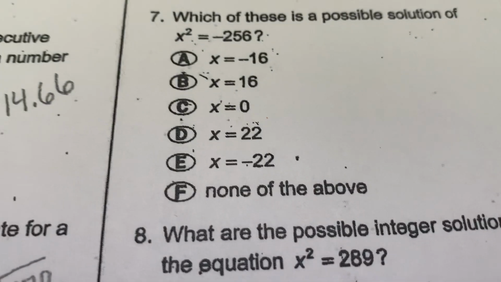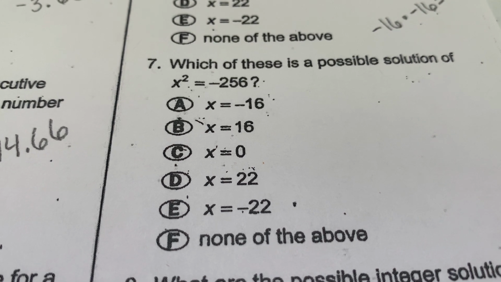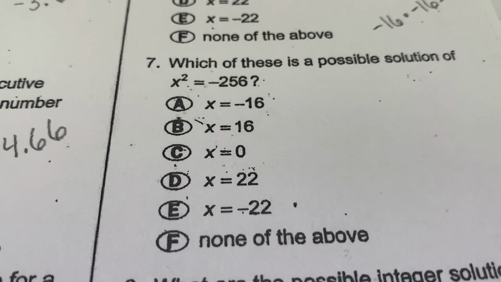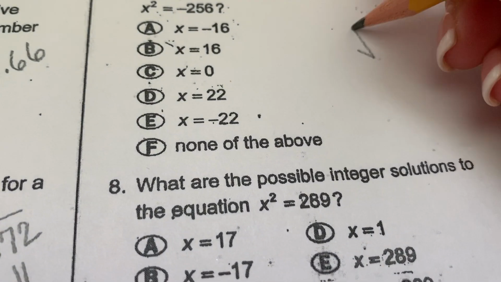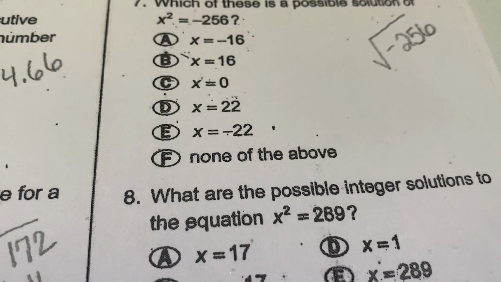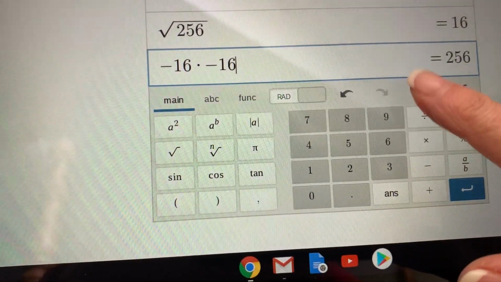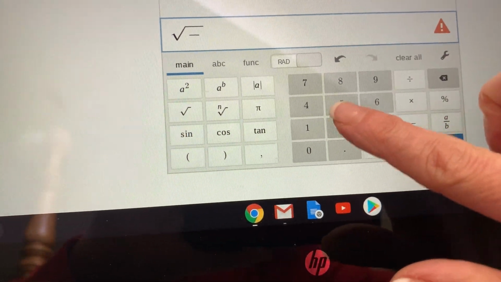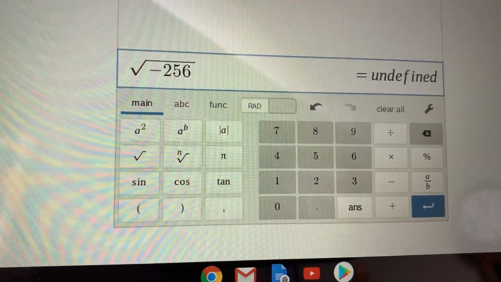All right, number 7, same type of problem. Which of these is a possible solution of x squared equals -256? Well, let's see what happens. That means we have to do the square root of -256. So let's go to our calculator. I'm going to clear this out from where we had it before, and we're going to do the square root of -256. And it says that it is undefined.